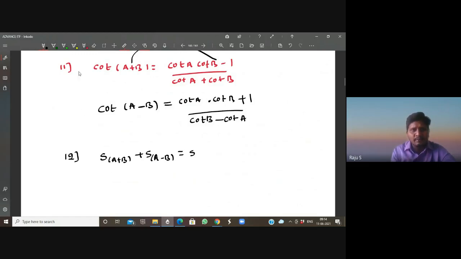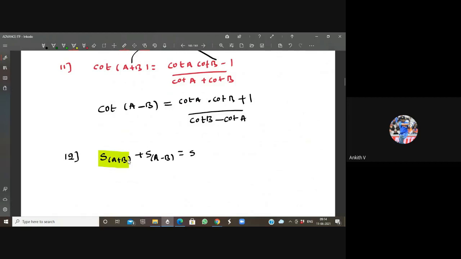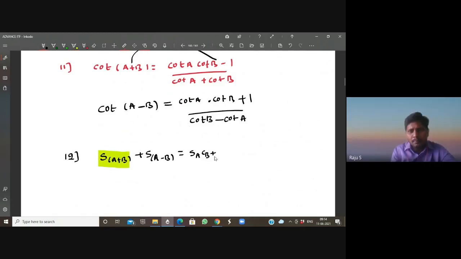Sin(A plus B) equals sin A cos B plus cos A sin B. Am I right? This is the formula for sin(A plus B).